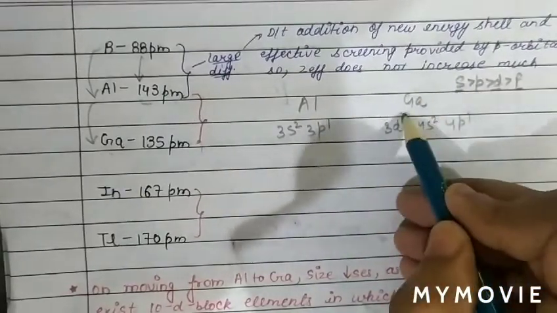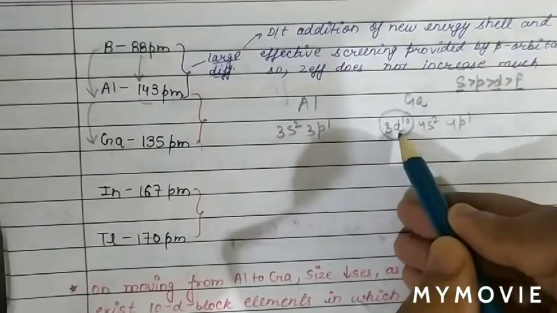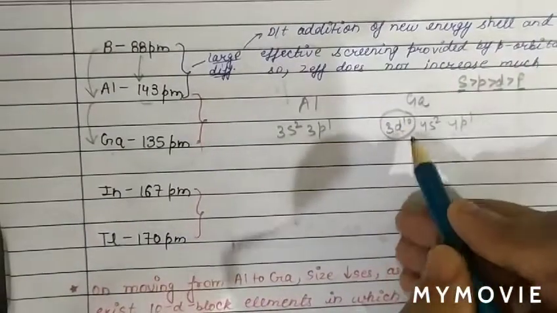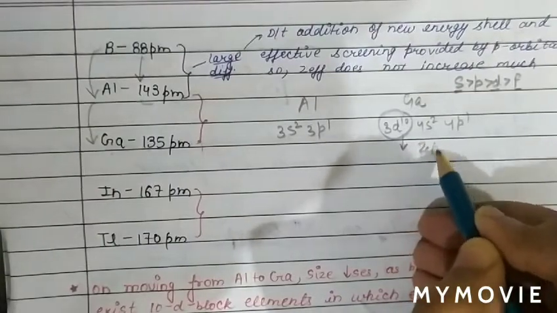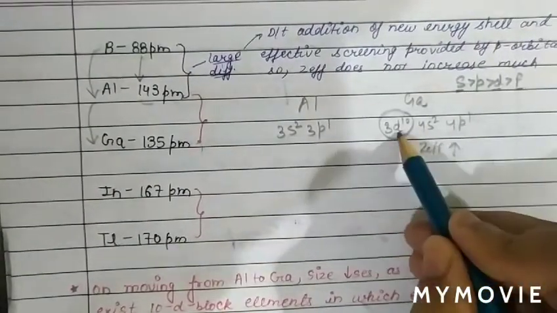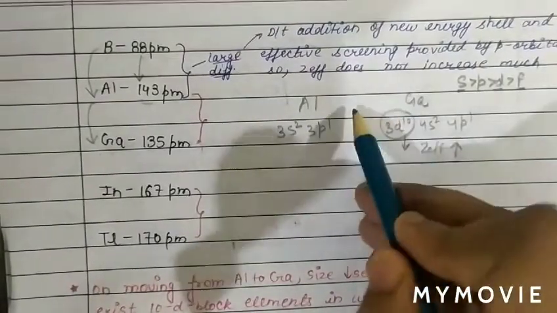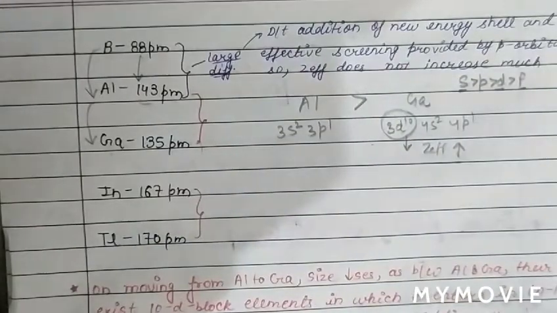So in gallium there are 10 electrons in the d orbital, due to which there is poor screening effect in the case of gallium. Hence, when there is poor shielding effect, the effective nuclear charge increases. So due to poor shielding effect, effective nuclear charge increases. Therefore the size of gallium becomes less than the size of aluminium.